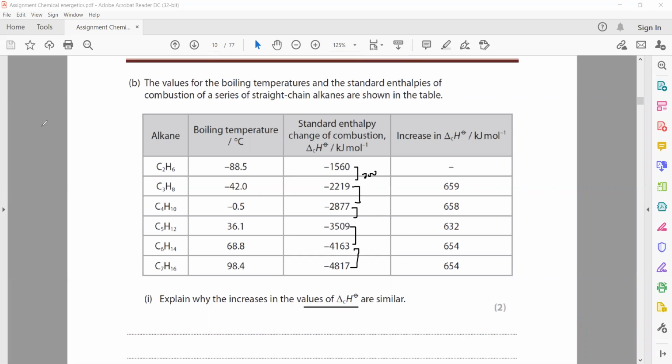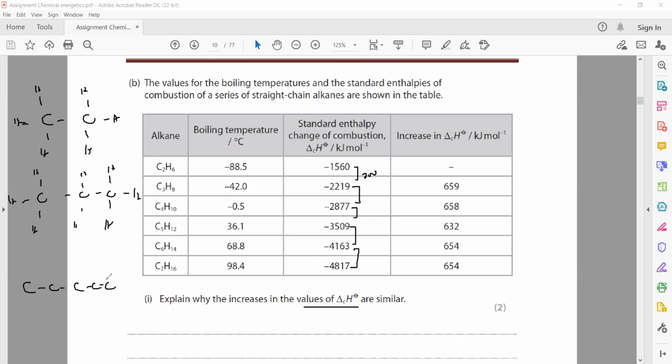When you draw the structure of ethane, eth means 2 carbons and then 6 hydrogens will be there. Prop means 3 carbons and 8 hydrogens. And but means 4 carbon atoms and 10 hydrogens.